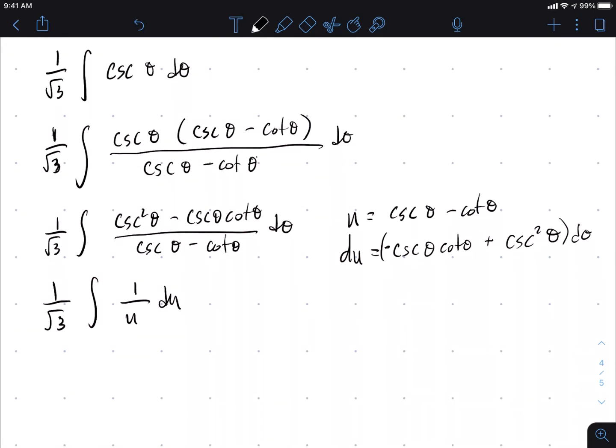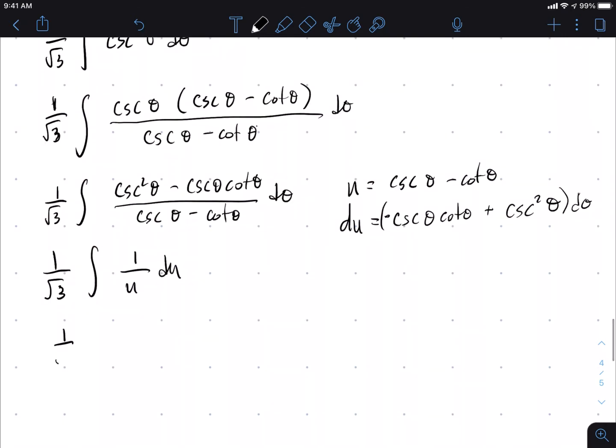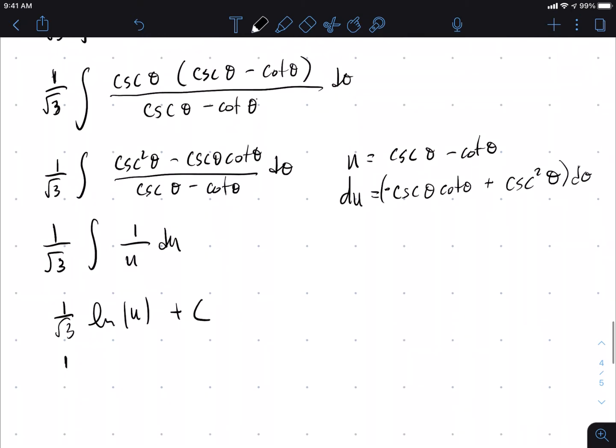And the integral of that is? Natural log. So I'm going to get 1 over root 3 natural log of u plus some c. But now we need our triangle, right? Because we're going to get 1 over root 3 natural log of cosecant theta minus cotangent theta plus some c.